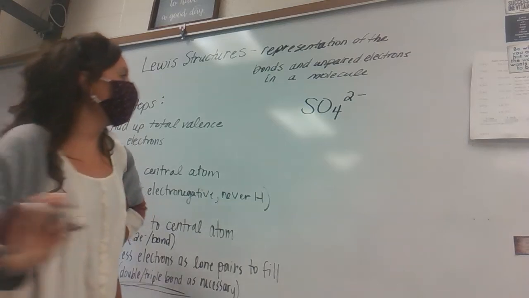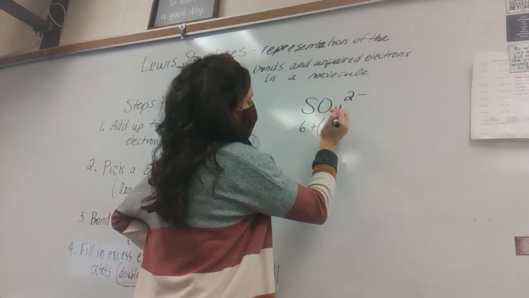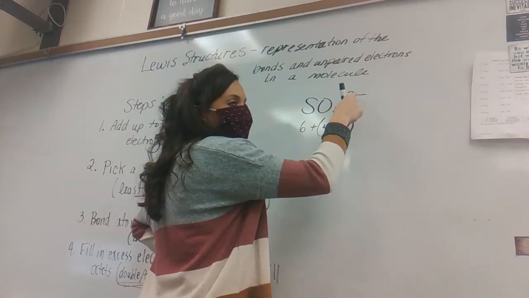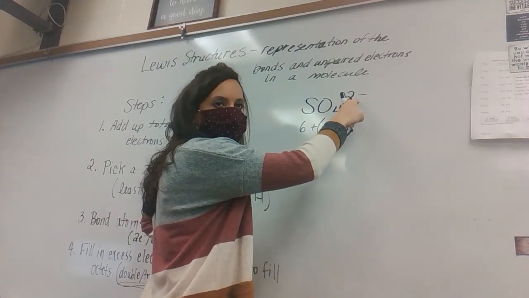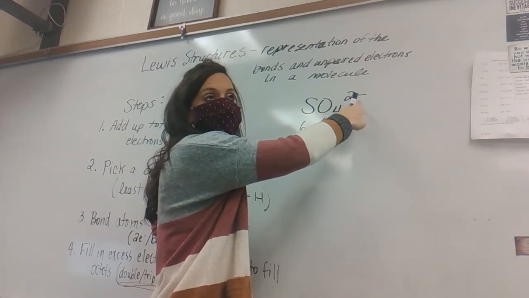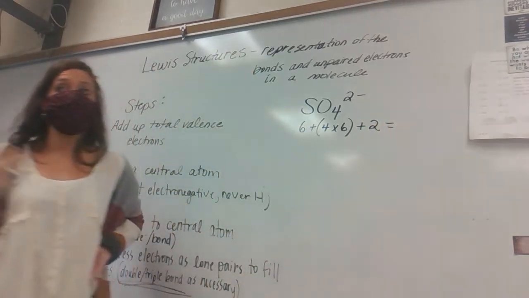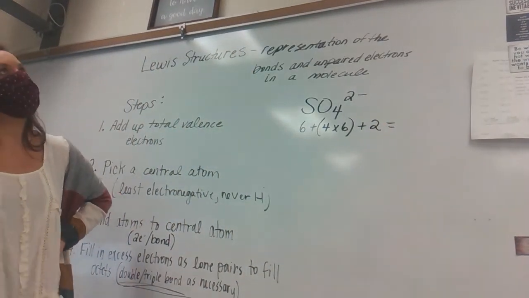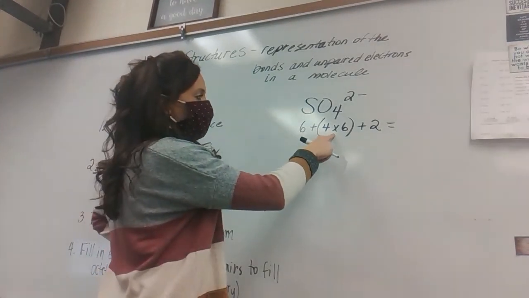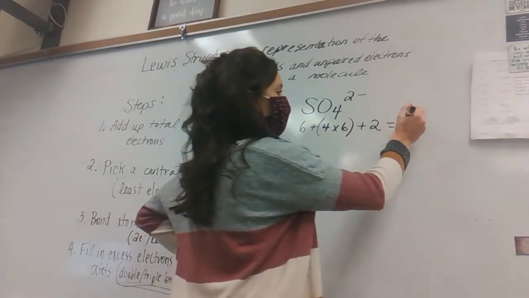So I add up electrons. Sulfur has 6, 4 oxygens with 6. This 2 minus, what does that mean in terms of electrons? There's 2 extra. A minus charge means you have 2 extra. If it was a 2 plus, I would subtract 2. It's a 2 minus, you add 2. Add it up. 6 times 4 is 24, plus 6 is 30, 32.